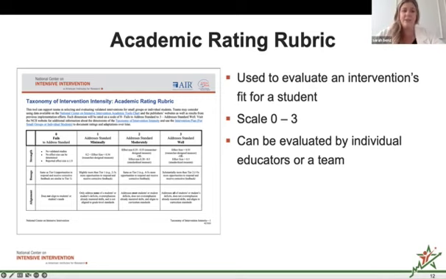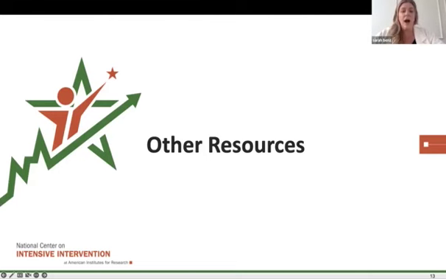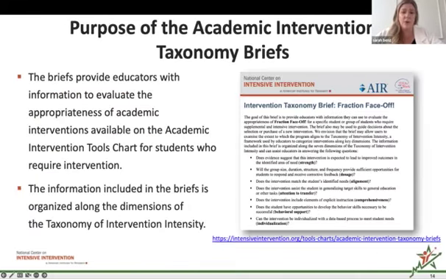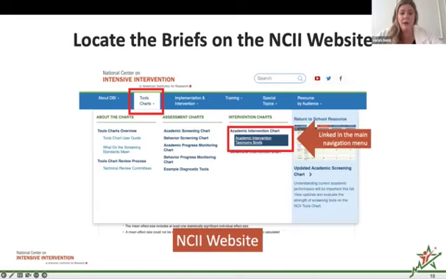We have other resources to support the taxonomy in general. We have done some of the work for you. I'm not sure if any of you have heard or used our tools charts, but it's a great place to send educators to. What we do is we rate the research on all of these different interventions. The one example that's on the screen is for Fraction Face-Off. And so we've taken a lot of the guesswork out, because this is a popular one that educators use. We've taken the guesswork out of what the efficacy of Fraction Face-Off is. So we've provided some of these briefs, and they are located on our tools chart.